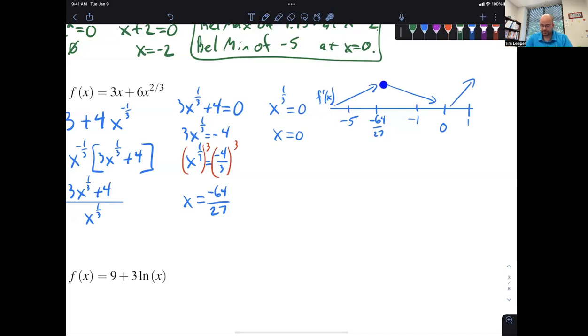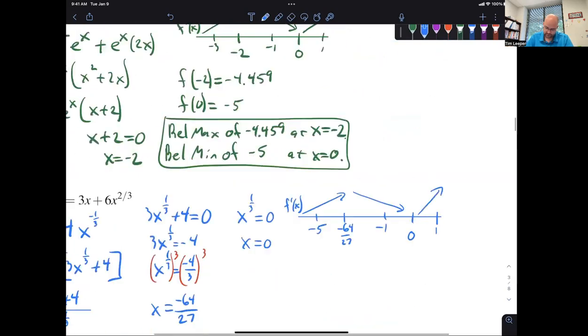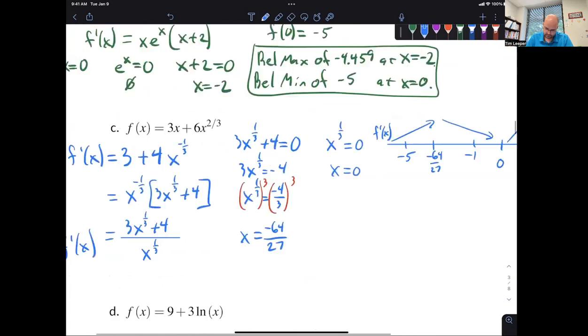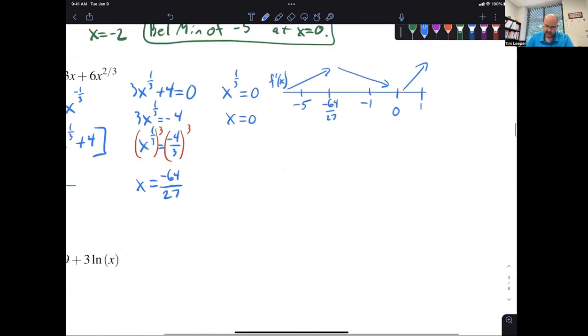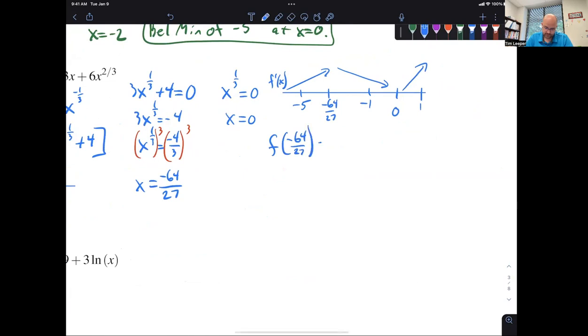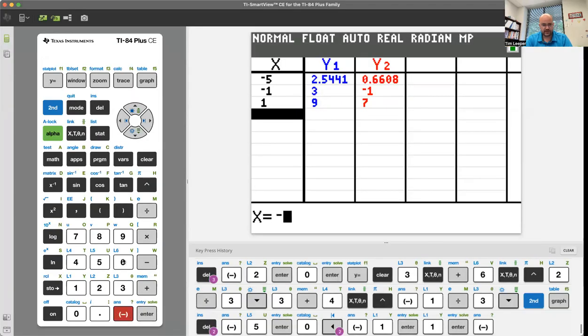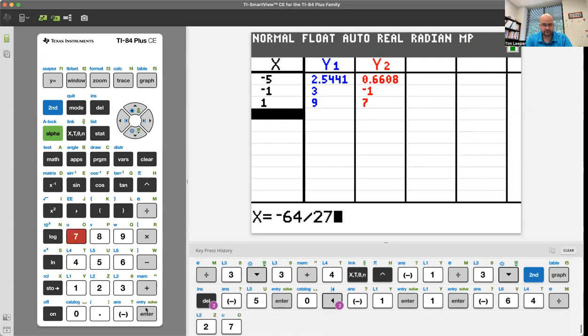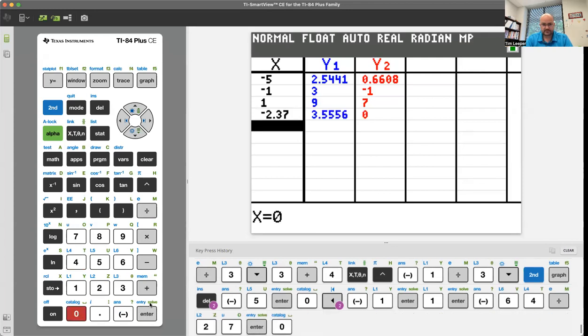So it's going up then down, which means negative 64 over 27 is a relative maximum. Down then up, which means 0 is a relative minimum. Now, as a result, we need to go ahead and find those function values. So I need to find the function value at negative 64 over 27 and the function value at 0. So if we go to the calculator, I'd do negative 64 over 27 and 0. There we go.